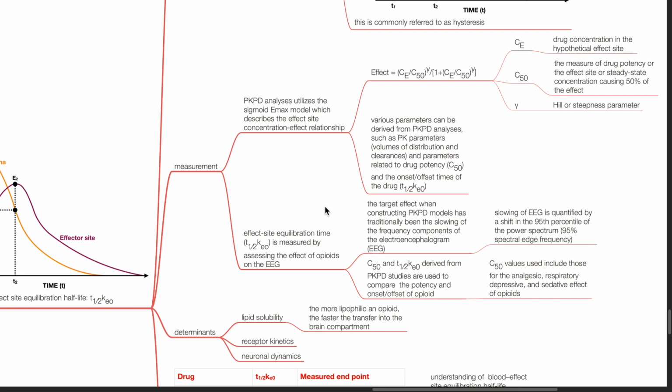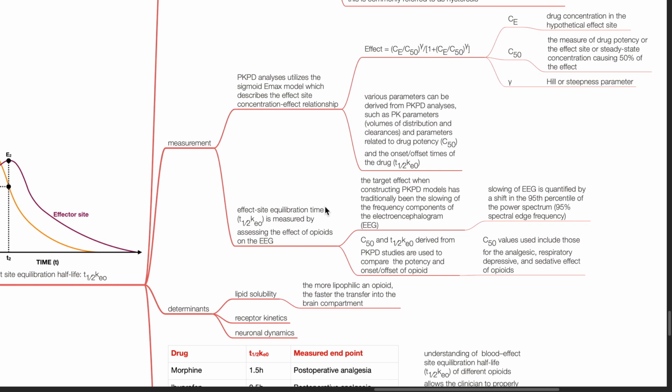The target effect when constructing PK/PD models has traditionally been the slowing of the frequency components of the EEG. Slowing of the EEG is quantified by a shift in the 95th percentile of the power spectrum, the 95% spectral edge frequency. C50 and effect site equilibration time derived from PK/PD studies are used to compare the potency and onset-offset times of opioids. C50 values used include those for the analgesic, respiratory depressive, and sedative effects of opioids.